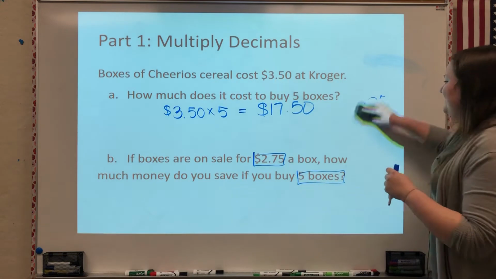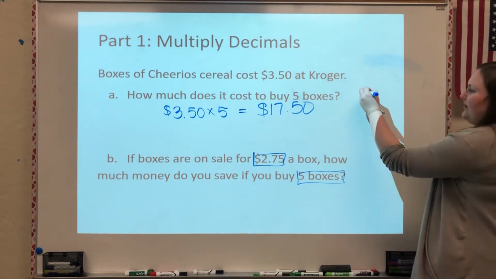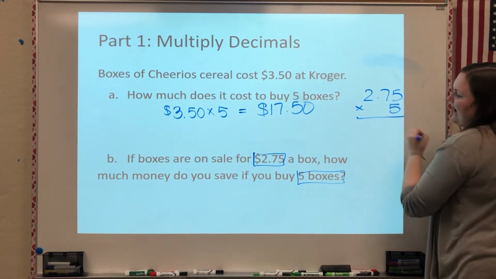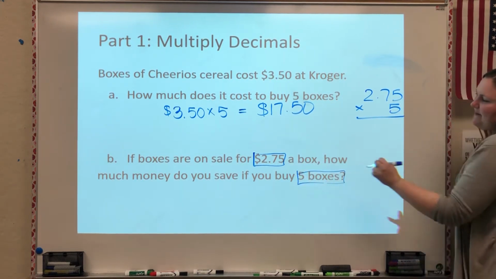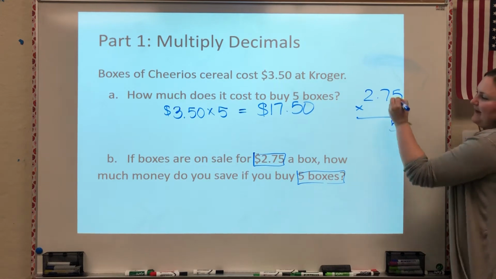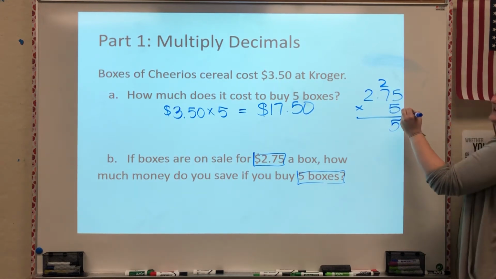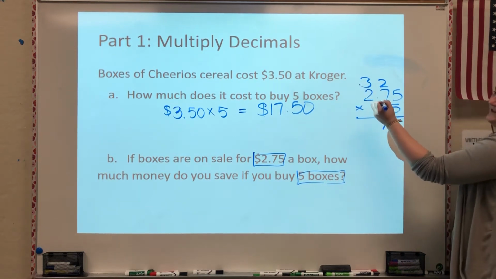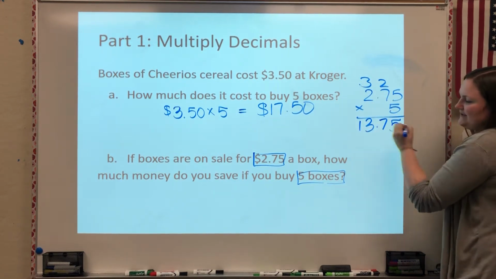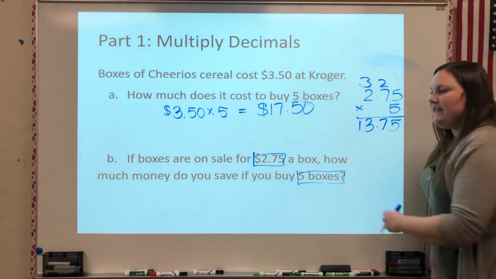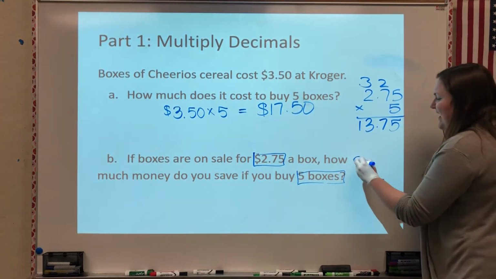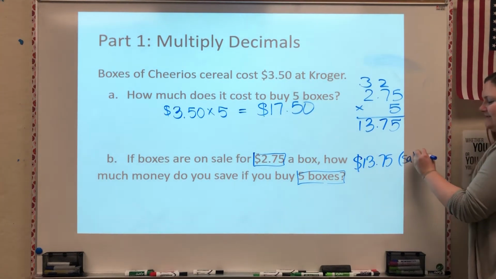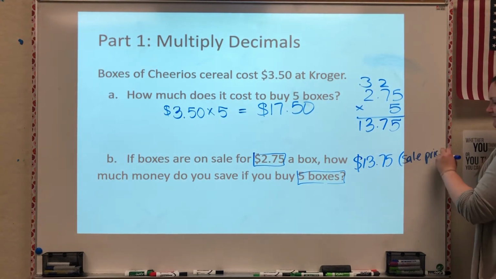I'm going to erase this. I can do the $2.75 times 5. So the cost of a box times how many boxes I'm buying. That would give me 25. Here's 35 plus 2 is 37. And then 5 times 2 is 10 plus 3 gives me 13. That tells me when they're on sale, I would be paying $13.75. That is the sale price.